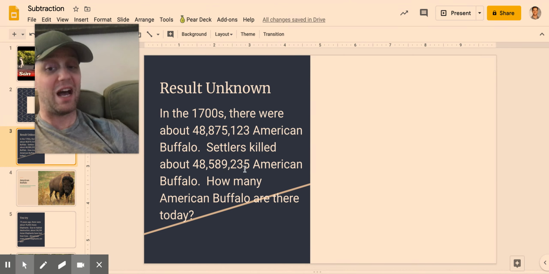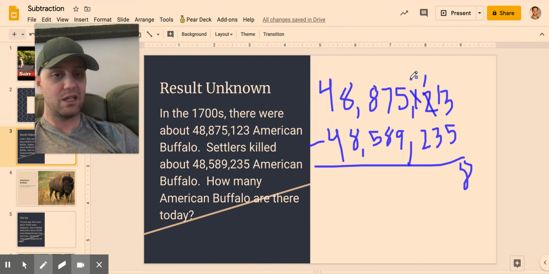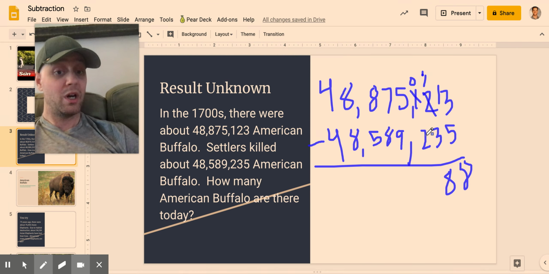So I'm doing the traditional way here. 3 take away 5, negative 2, but I'm going to regroup. Take a 10 from here, so instead of having 2 10s, I have 1 10. Add the 10 over here. 13 minus 5 is 8. 1 10 minus 3 10s. I'm regrouping. Take away 100 and add 10 10s. So now I have 11 10s. 11 10s minus 3 10s is 8 10s. 0 hundreds minus 2 hundreds. I'm regrouping. Going to take away 1,000 and add 10 hundreds, because 10 hundreds is 1,000.